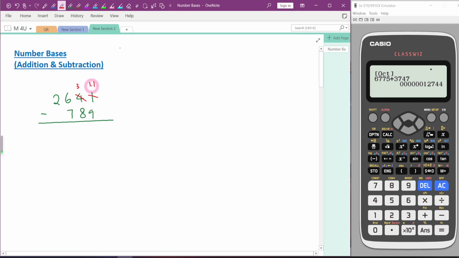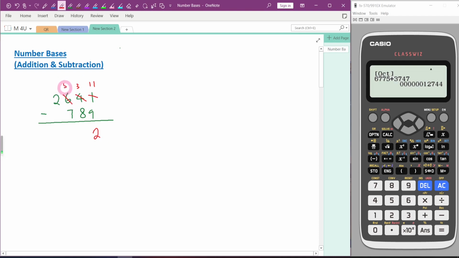Why do we get 10? Because this is a number in base 10. Therefore, when we borrow, we always add 10 to it. Okay? So this 11 is because 10 plus 1 is equal to 11. So 11 minus 9, you get 2. Now 3 cannot minus 8. We need to borrow from the front here.